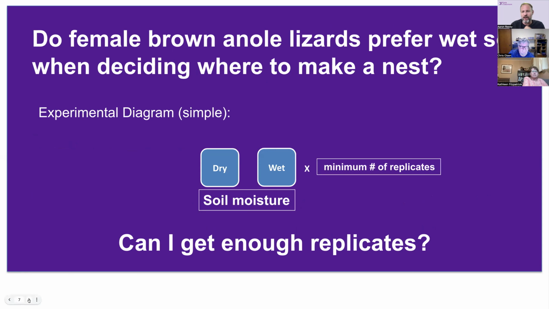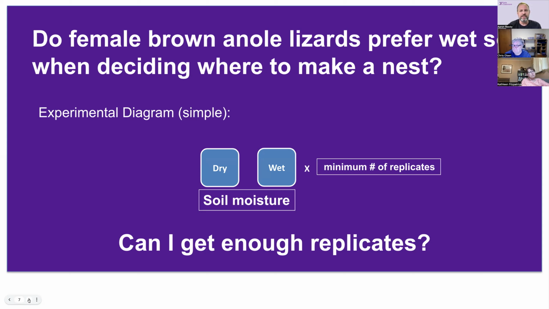I want to talk a little bit about how that narrow question can become an experiment, or can become many experiments. In its simplest case, we could see it diagrammed out like this, where we have this variable of soil moisture, and we could present the female with a dry or a wet choice, and then we could repeat that experiment times some minimum number of replicates.